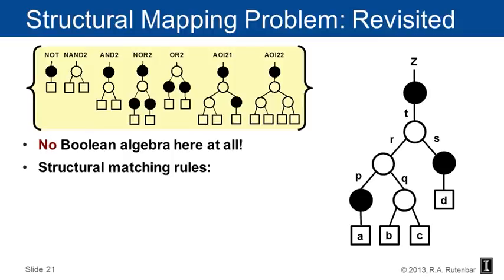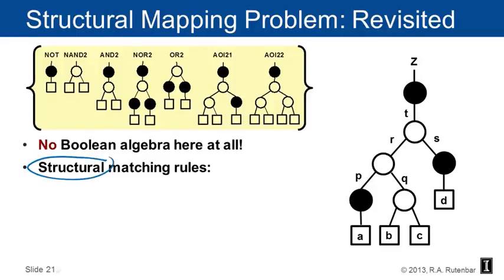And so, I'm showing you now the structural mapping problem in its precise form. I'm showing you the technology library at the top of this diagram, NOT, NAND2, AND2, NOR2, OR2, AOI21, AOI22, and each one of them is the little set of black and white circles and boxes from the previous slide. And at the right-hand side, I'm showing you the little Z circuit again, A, B, C, D inputs, Z as output, internal nodes P, Q, R, S, T, 3 white circles, 3 black circles. And structural mapping says I have to find where I can fit the library gates, which are black circles, white circles, and square boxes, on top of the Z circuit and match with a simple set of structural matching rules.